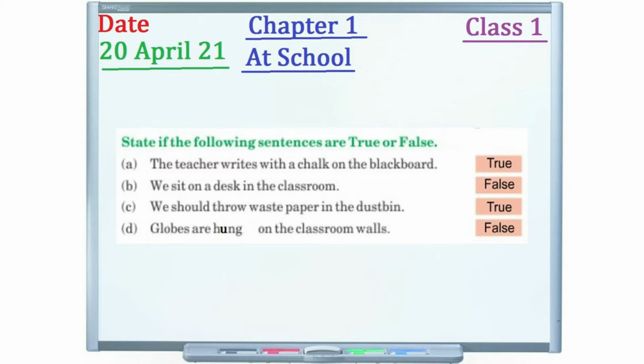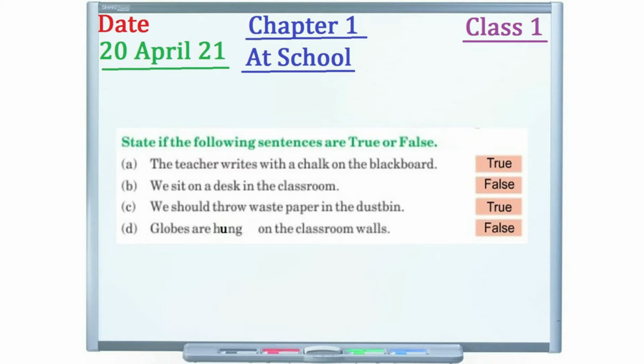So, kids, take out your Open Sky book, get ready with pencil and start to write. Your book exercise is: state if the following sentences are true or false.